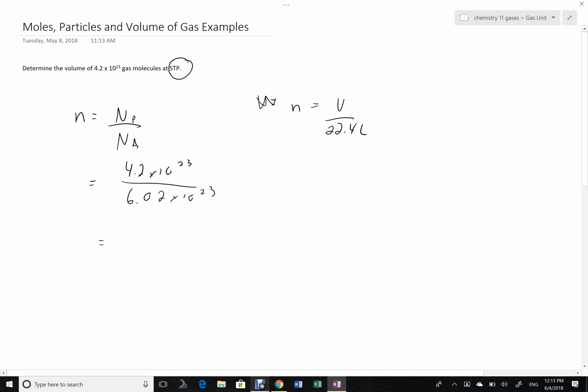So 4.2 divided by 6.02 practically. We get 0.698 moles. And then I can take that and use that to predict the volume. I can multiply both sides by 22.4 liters here. And my volume is going to be equal to 15.